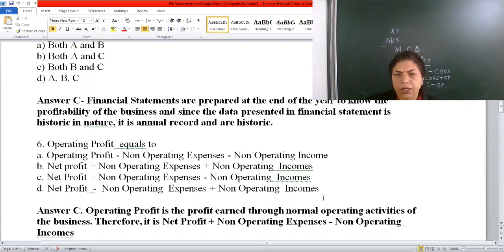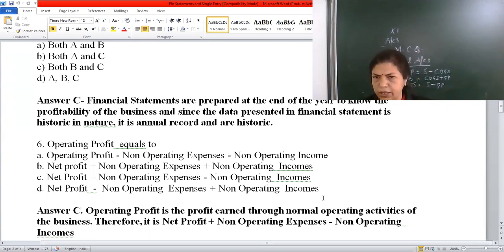Net profit, which is calculated with the help of profit and loss account. NOE, non-operating expenses, means those expenses which are not related with the operation of the business. And non-operating income means the income which is non-operating. Non-operating means not related with the routine. Okay, that's why it is non-operating income.